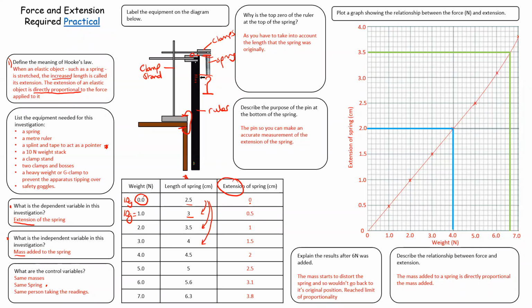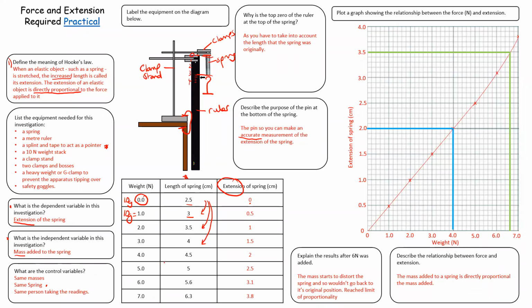Because the weight in newtons is 0, you need to measure that there. So obviously it goes 1, 2, 3, 4, etc. down that way. It's just easier to measure them around the other way, otherwise you're counting down. Describe the purpose of the pin, as I said, to make it more accurate. Explain the results after.